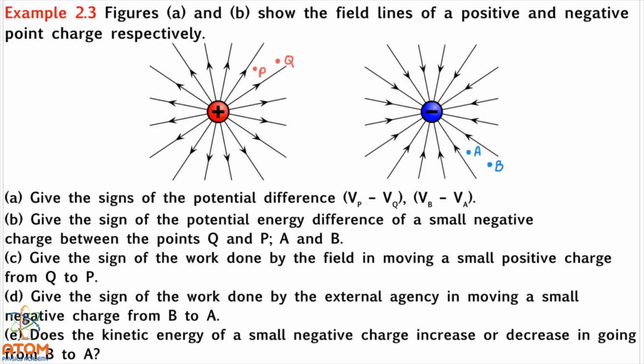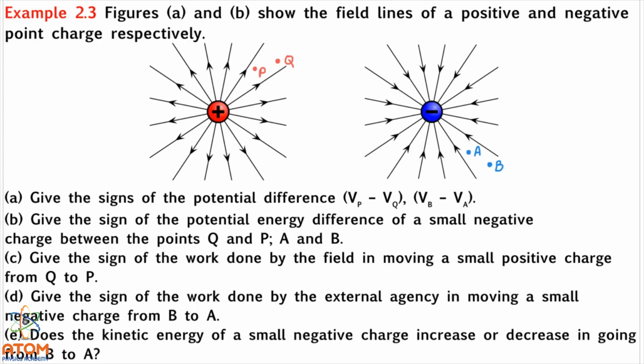Now let us see example 2.3. Figures A and B show the field lines of a positive and a negative point-like charge respectively. You can see this is a positive charge, so the electric field lines are radially outside. This is a negative charge, so the electric field lines are radially inside. Now you can see there are 2 points shown here in this field of positive charge, P and Q, and here 2 points are shown, that is A and B. Now the questions are related to these points.